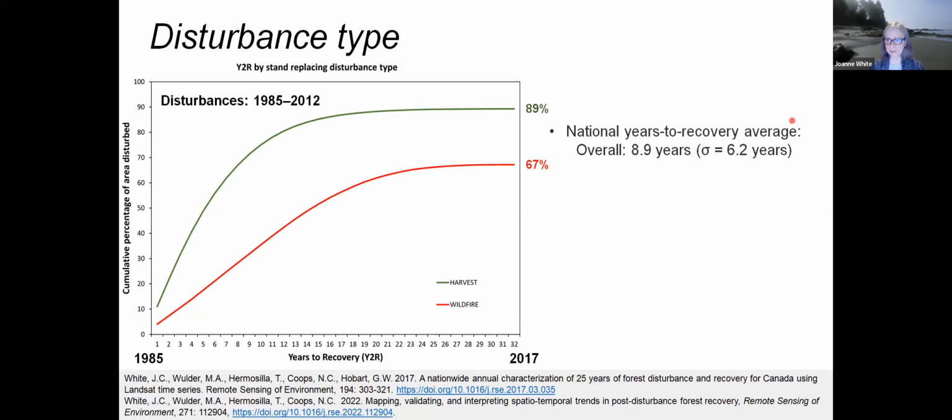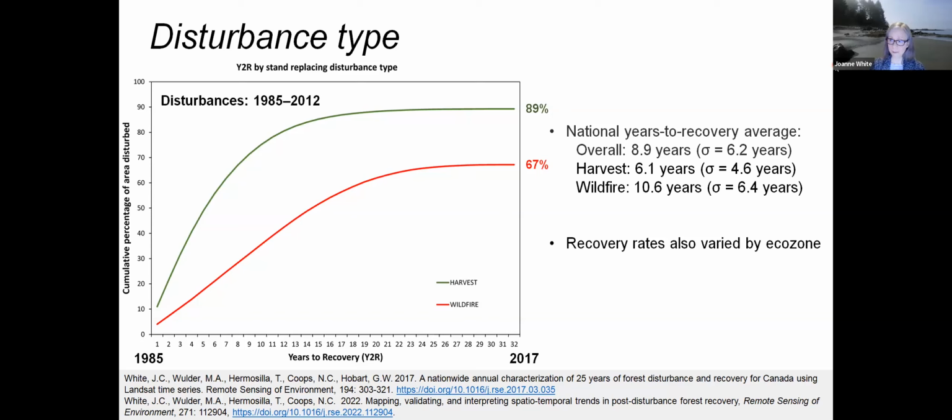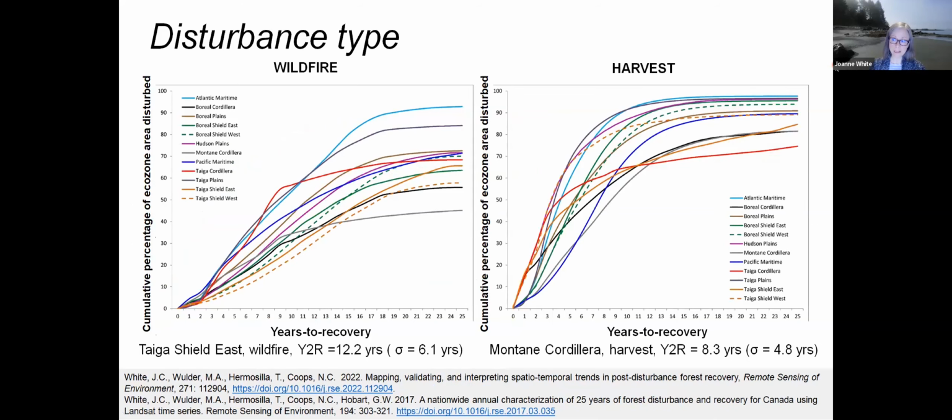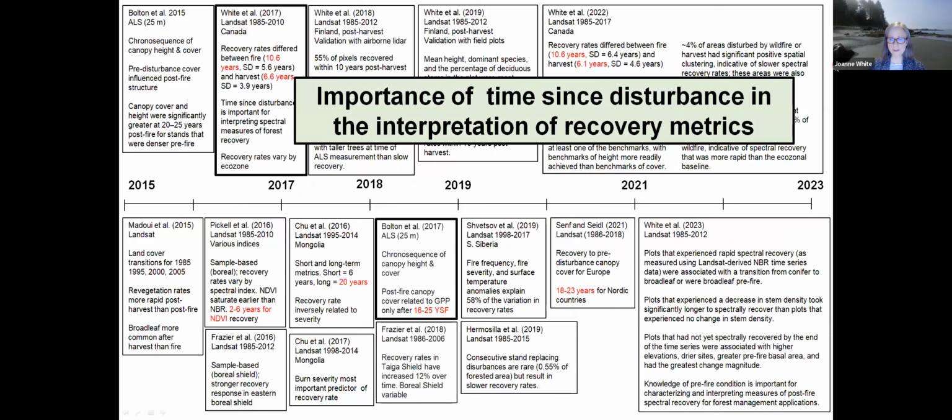recovered. And so on average, what we see is about 9 years it takes for forests to recover, about 6 years for harvest, and about 11 years for wildfire, with significant variation in those numbers, obviously, as indicated by the standard deviation there. We also found that recovery rates varied by ecozone. So these ecozones are areas of similar biophysical and climatological characteristics. And so we can summarize these data because they're wall-to-wall and spatially explicit. We can characterize these recovery rates by these different ecozones and see how differently the forest is recovering from different disturbances across the country. These studies have also highlighted the importance of time since disturbance in interpreting these recovery metrics.